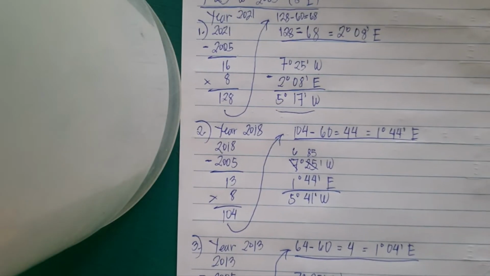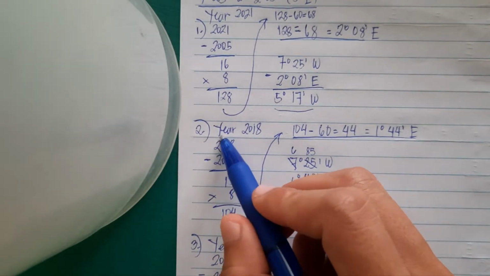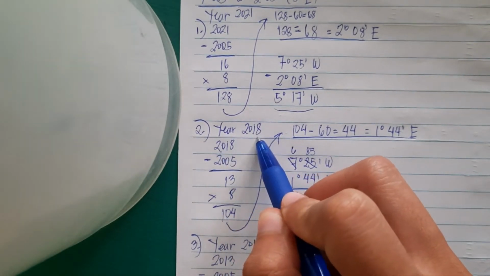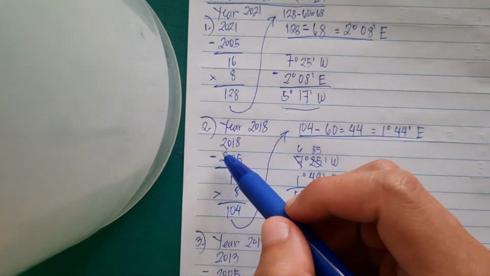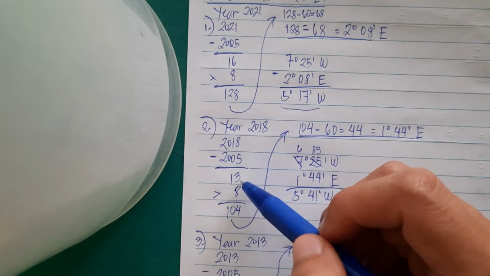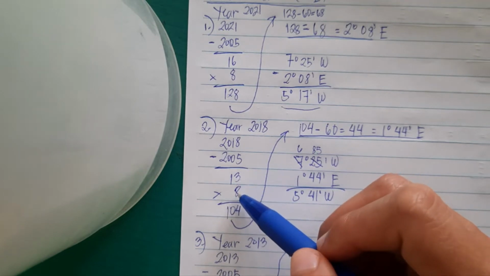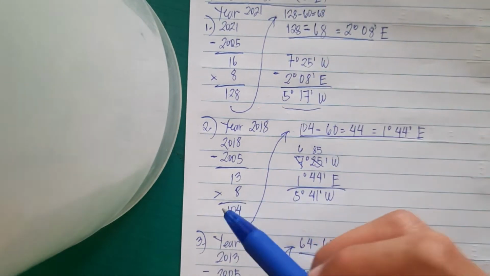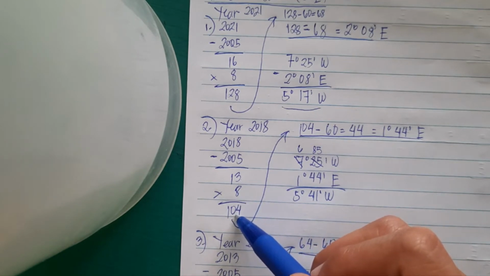Problem number 2 is getting the compass variation for year 2018. Same, subtract the year. First step, 2018 minus 2005, that's 13. Next step is multiply it by the annual, which is 8. 13 times 8, that's 104.